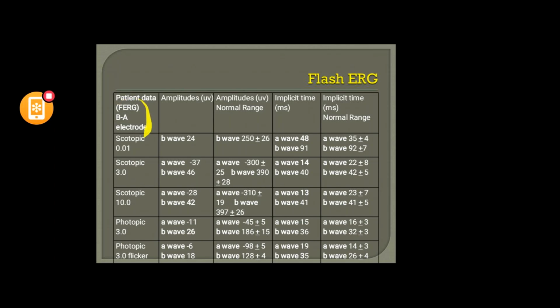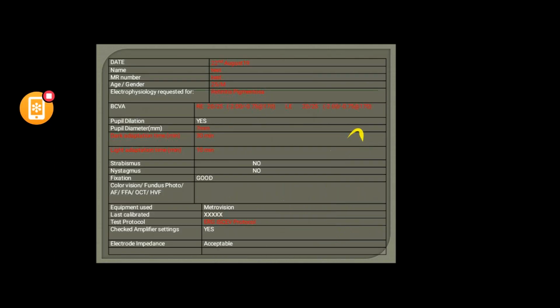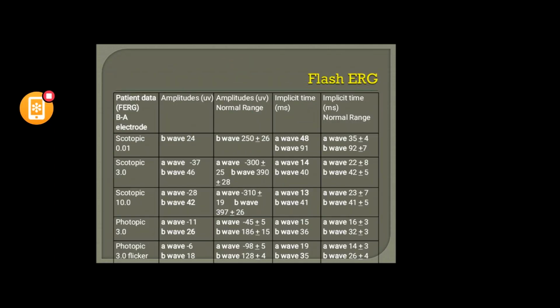Here our normative data is on the BA electrode, so we have performed the test with the BA electrode and compared. This is the patient's data, and this is the normative data. You can see the normative data is around minus 300 to plus 390, and the patient data is minus 37 and 46, which is all below the protocol range. So this patient data is pretty low compared to the normative data.